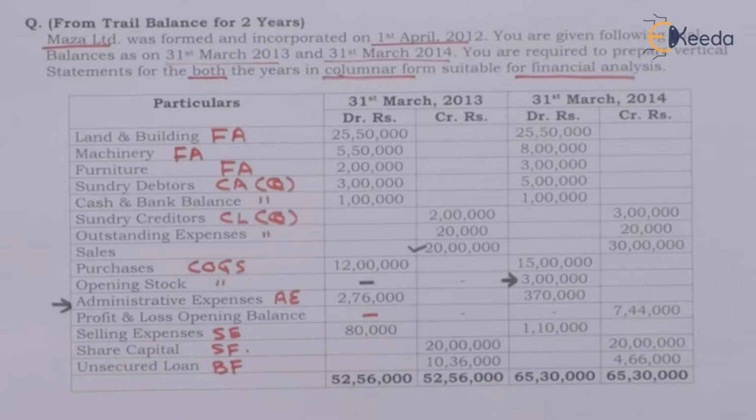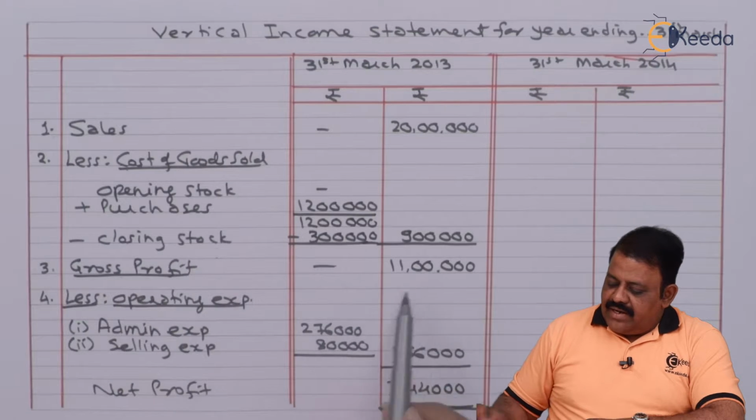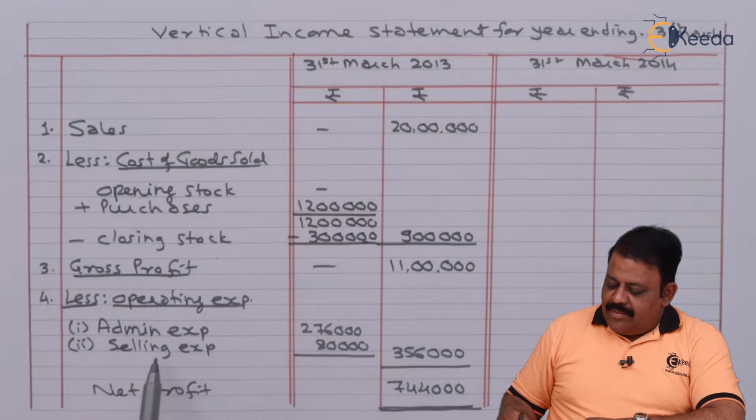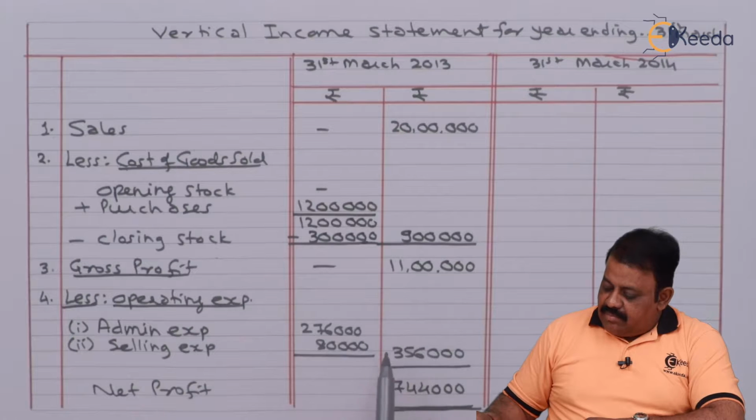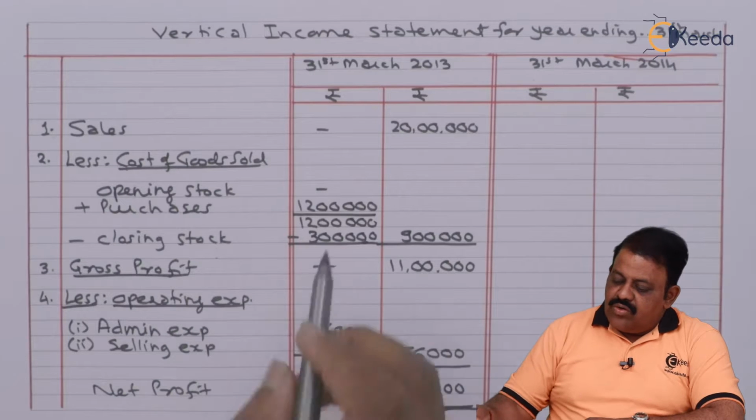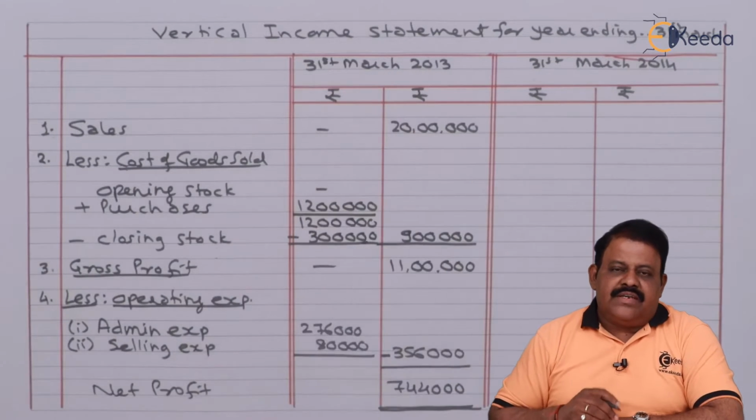From this we are required to deduct operating expenses. Administration 2,76,000. Selling 80,000. Gross profit 11 lakh. Less operating expenses, admin plus selling expenses, 3,56,000. 11 lakh minus 3 lakh 56,000. Finally, we have net profit 7 lakh 44,000 for 31st March 2013.